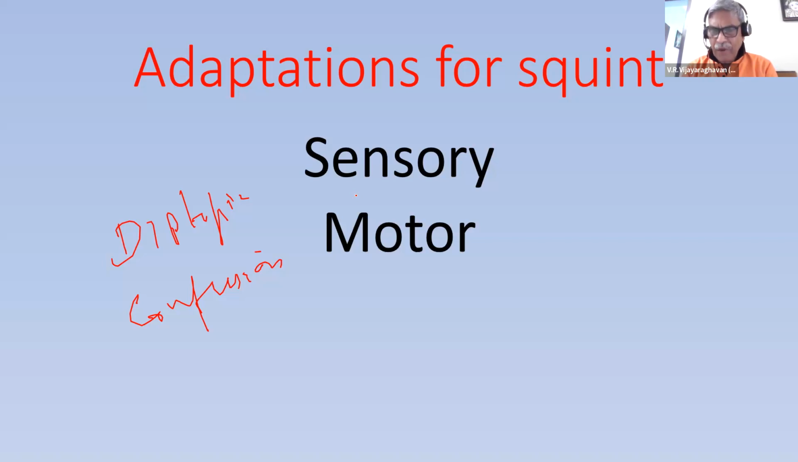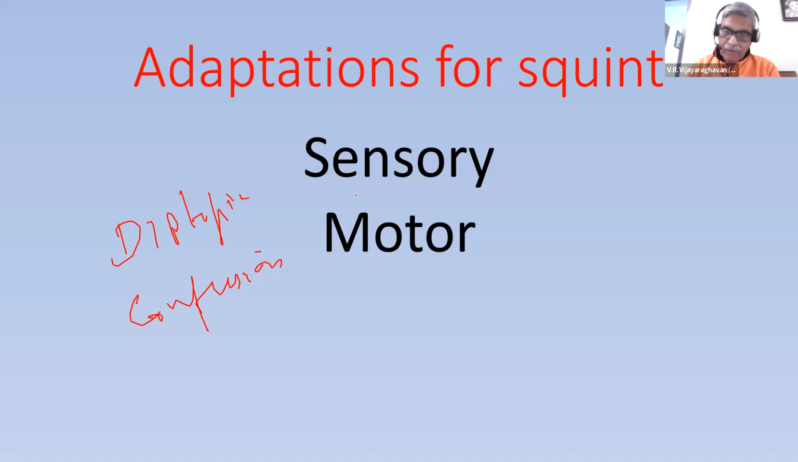What is diplopia? What's the difference between confusion and diplopia? Diplopia means an object is falling on the fovea of the normal eye and on some other point on the retina of the squinting eye, and it is projected into the outside world as two images. Whereas in confusion, one object is falling on the fovea of the normal eye, and some other object in the outside world can fall on the fovea of the squinting eye also, and the patient gets confused.